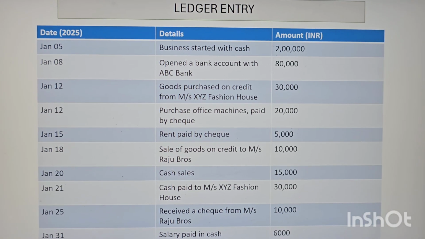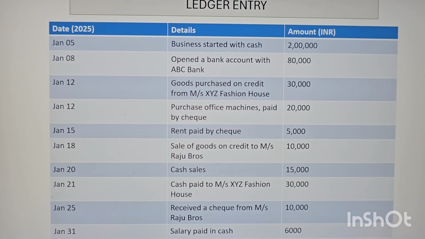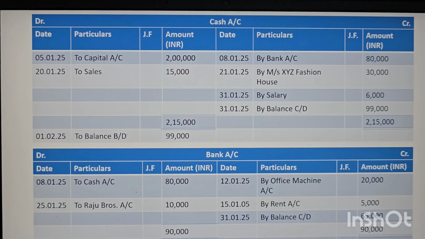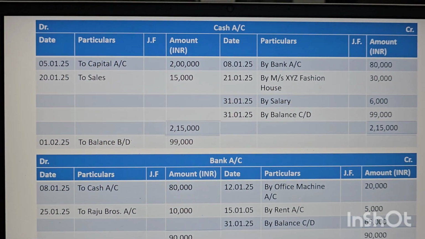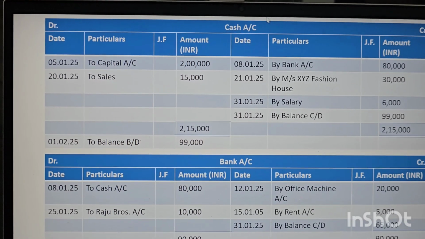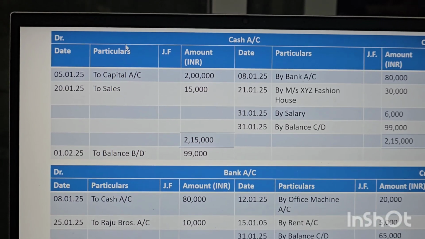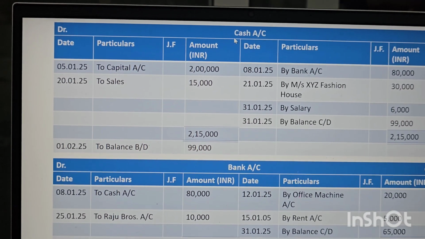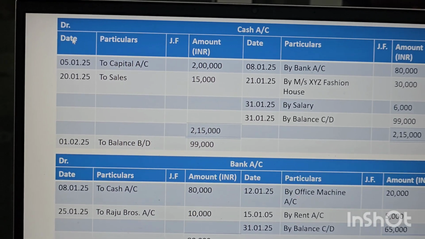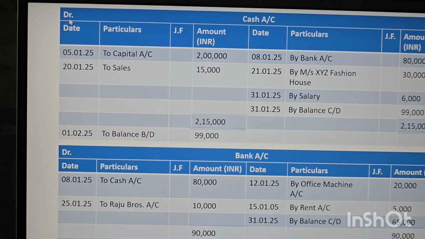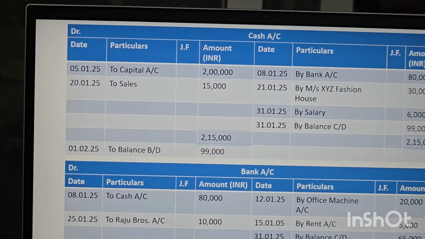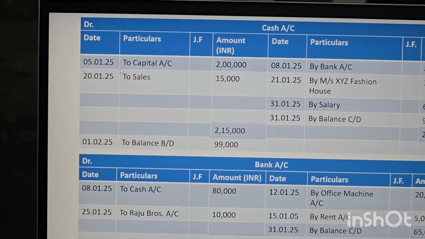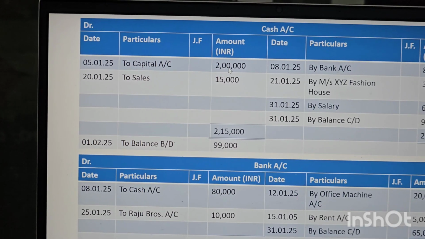It is cash account debit to capital account. So how should it look in the ledger? In the cash account, we are debiting the cash against the capital. So cash account debit to capital. We write it on the debit side because the cash account is being debited, so cash account debiting against capital account of 2 lakh rupees.